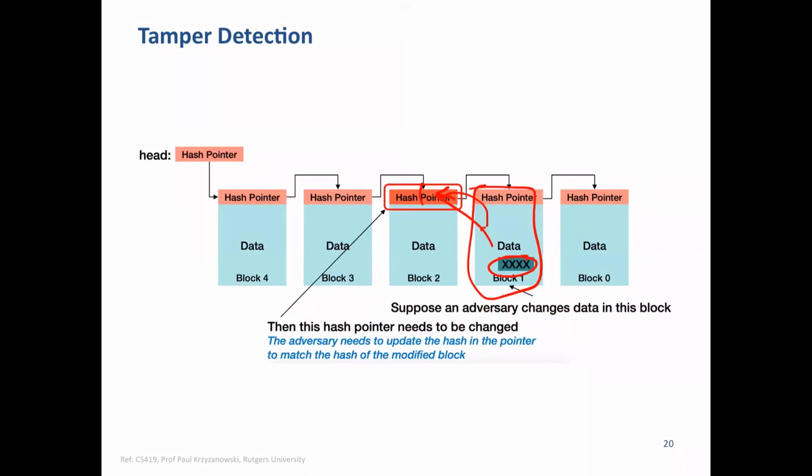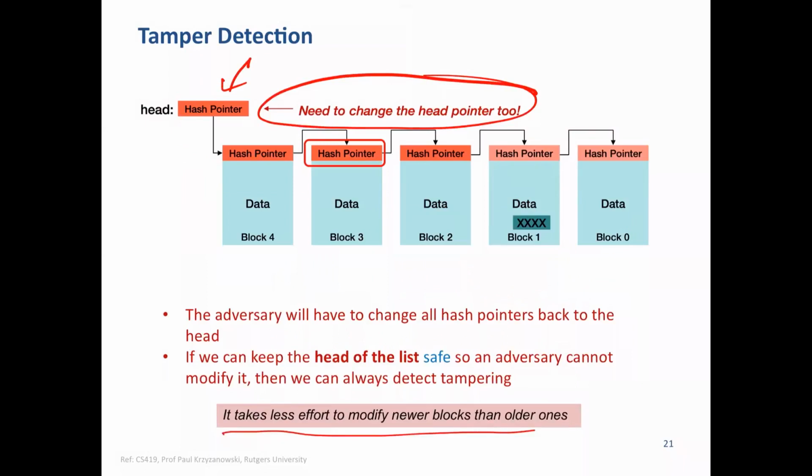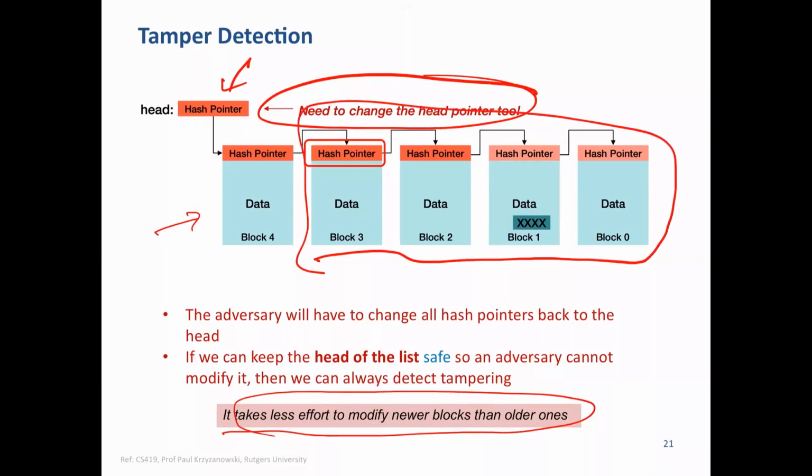Okay. So in order to keep everything hidden, the adversary or Trudy has to change this and so on and so forth, right? But as long as we keep the head pointer in a safe place, then nobody can, right? So it takes less effort to modify a newer block than the older ones. Clear? Because if you change this one, you don't have to really worry about it, right?